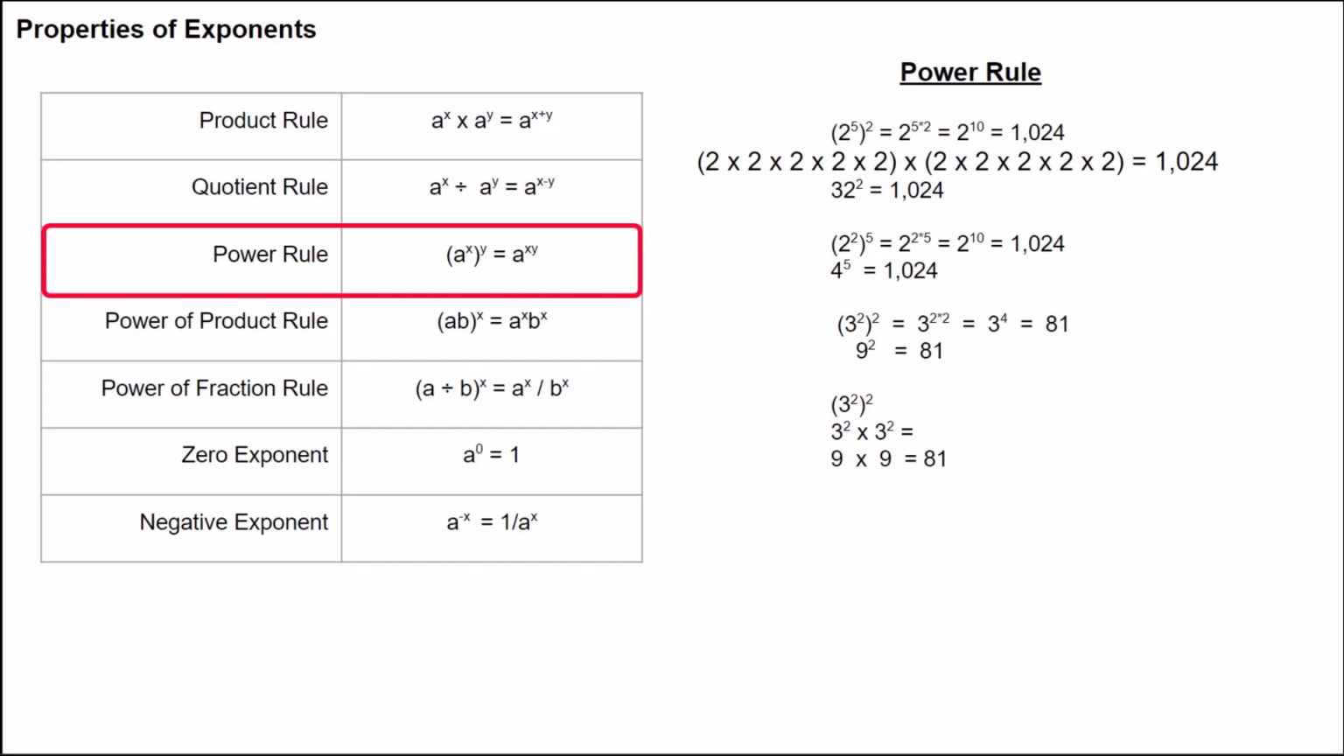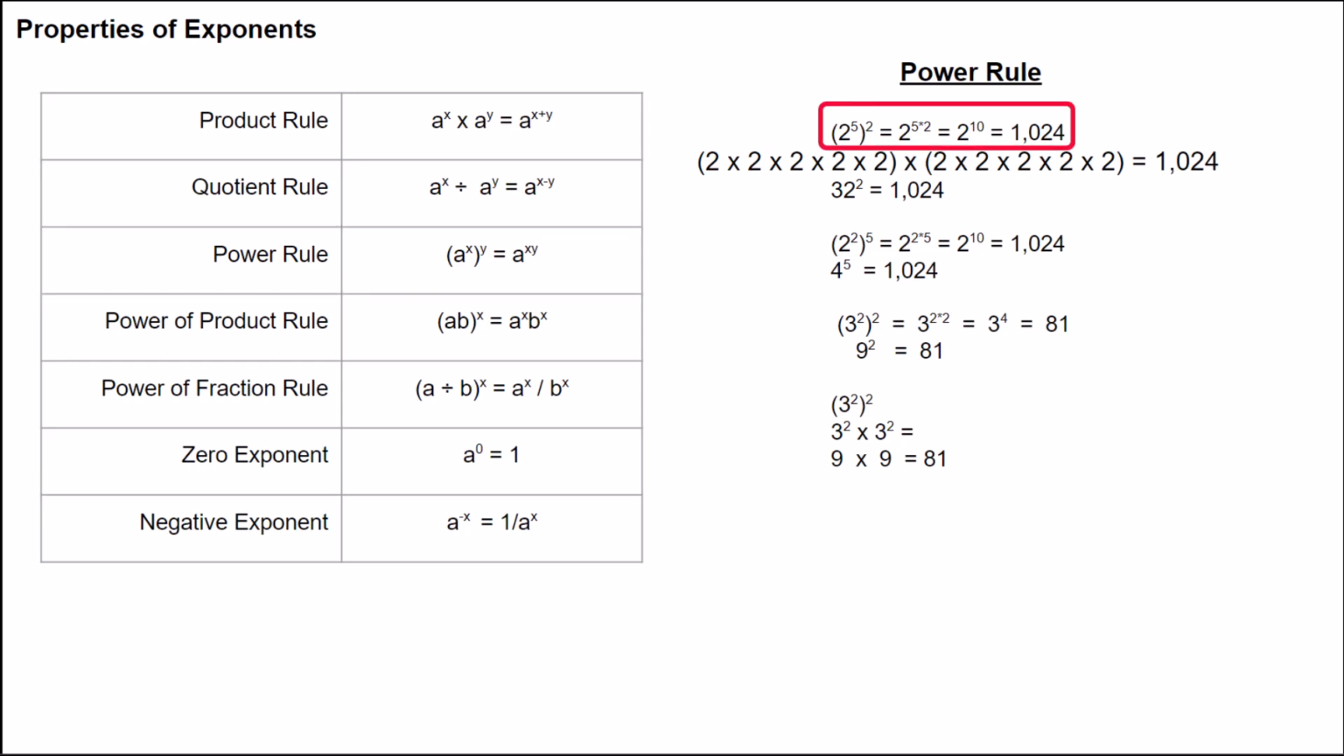Now let's talk about just another variation of the product and quotient rule, and that is the power rule. The power rule says that if a term a is raised to the power of x, and that whole thing is raised to the power of y, that should be equal to a to the x times y. So let's take a look at this.